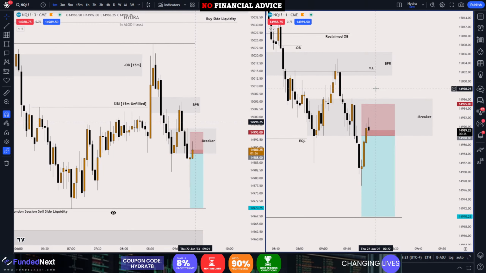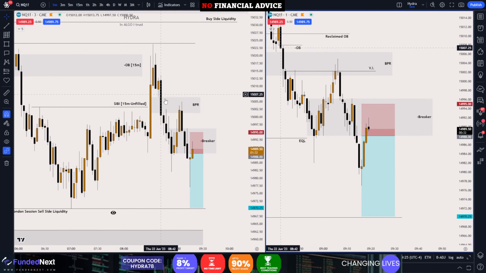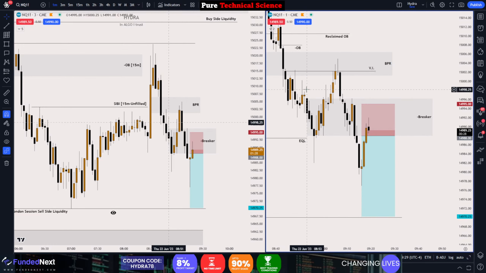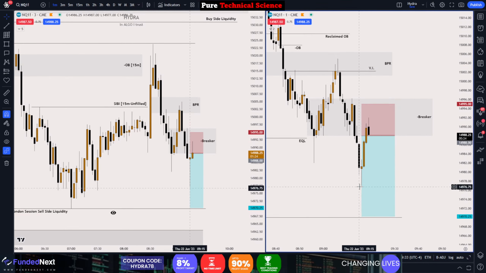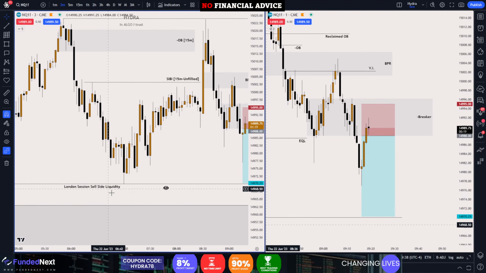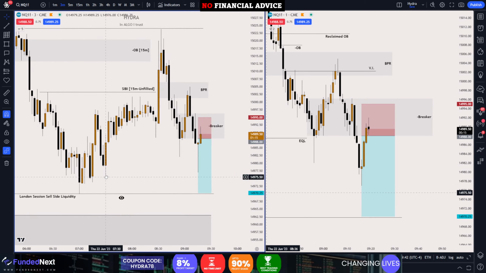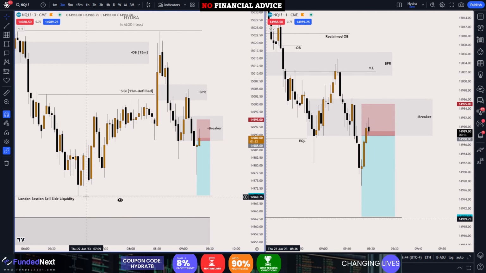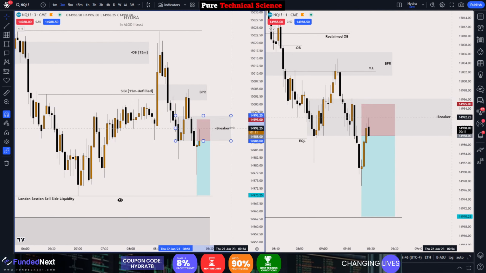But if you are following a narrative like me, then this high reached the premium PD area, hit the BPR, right at the same time it cleared out the buy side liquidity from here. Then it came all the way down, lower low, new lower low. Then we have our sell side liquidity right here, which are relatively equal lows. Okay, so because of this low, I do see a breaker block here because of the narrative that I have.